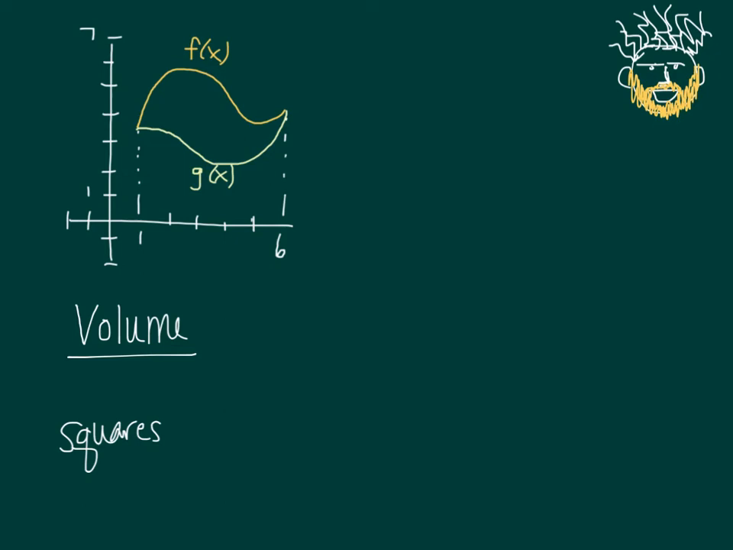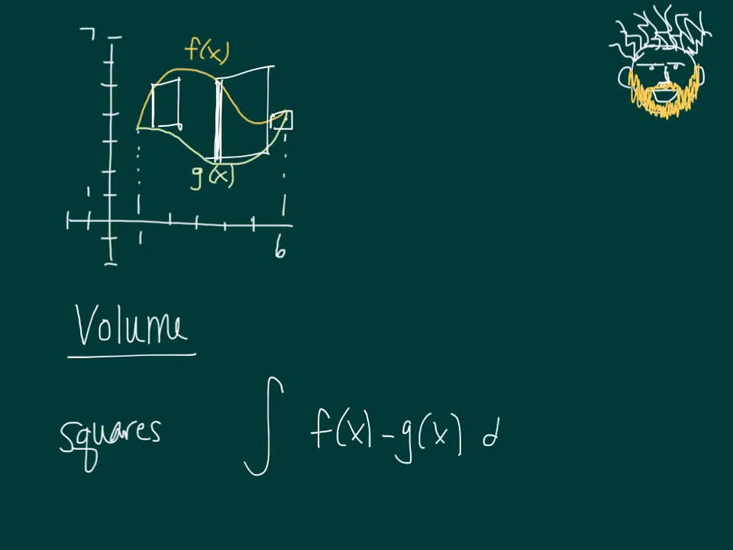Alright, here's a quick overview of calculating different volumes. First is volumes when cross sections are squares. So here's one side and you have squares coming out. Okay, so the area of a square is side squared. So one side is f of x minus g of x, and then we're going to square it. It's going from 1 to 6.